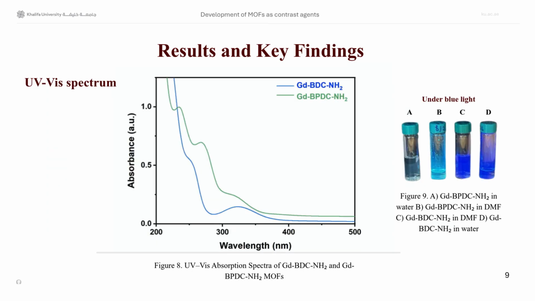UV spectroscopy was used to study the electronic absorption behavior of the synthesized MOFs. The gadolinium BPDC-NH2 spectrum shows stronger and broader absorption compared with gadolinium BDC-NH2. This is because BPDC-NH2 has a longer conjugated aromatic system due to the biphenyl structure. Greater conjugation lowers the energy gap between electronic states, which can cause absorption to extend toward longer wavelengths. This result shows that changing the linker from BDC-NH2 to BPDC-NH2 does not only affect the framework structure, but also changes the electronic properties of the material.